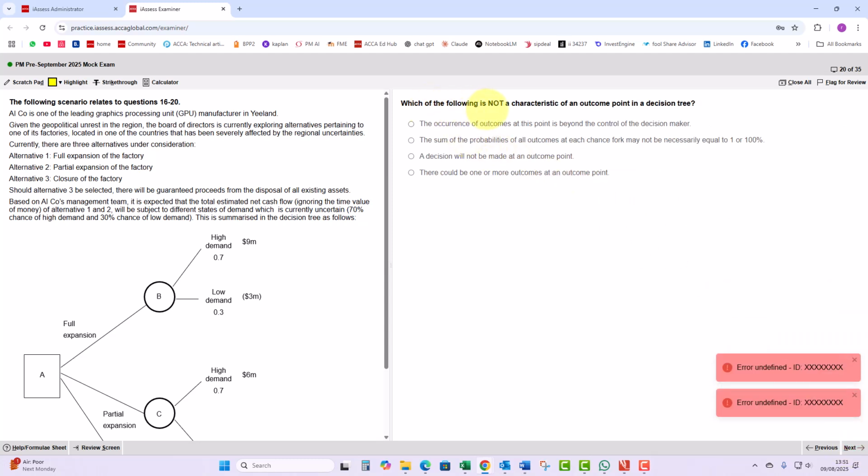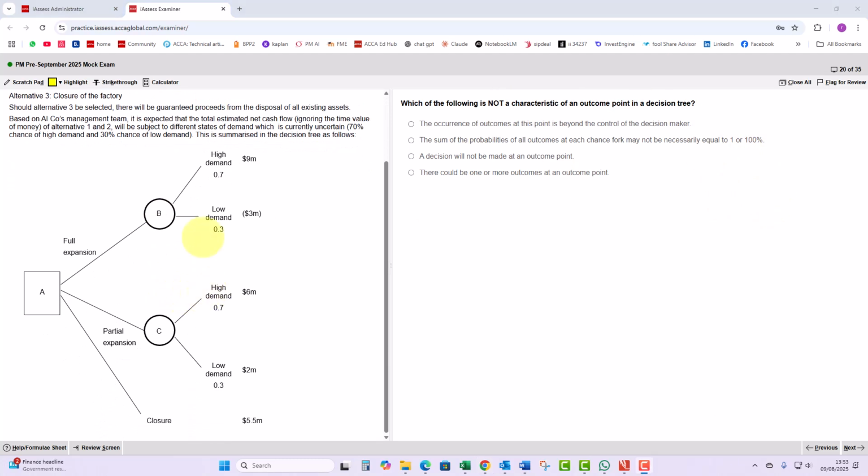Question 20. Which of the following is not a characteristic of an outcome point in the decision tree? So once again, this is an outlier. A decision tree, or the design, if you like, of a decision tree has outcome points and decision points. A decision point is where we make a decision and is normally a square or a box. And an outcome point is a point at which we calculate an expected value and is normally denoted by a circle.